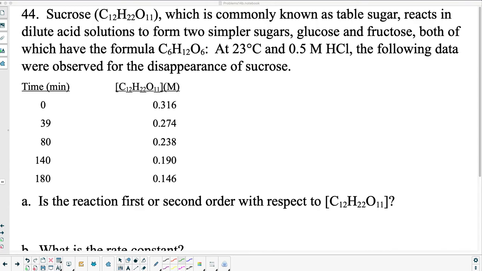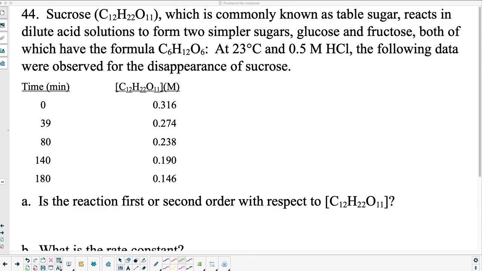Okay, class, this is number 44. Sucrose, which is commonly known as table sugar, reacts with dilute acid solutions to form two simple sugars, glucose and fructose, both of which have the formula C6H12O6. At 23 degrees Celsius and at 0.5 molar hydrochloric acid, the following data were observed for the disappearance of sucrose. So is the reaction first order or second order?